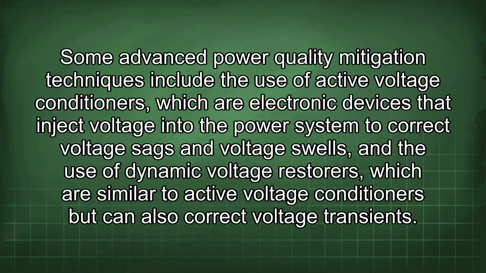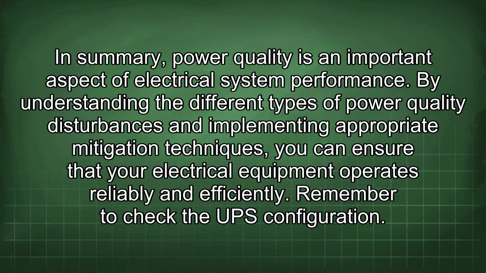Some advanced power quality mitigation techniques include the use of active voltage conditioners, which are electronic devices that inject voltage into the power system to correct voltage sags and voltage swells, and the use of dynamic voltage restorers, which are similar to active voltage conditioners but can also correct voltage transients. In summary, power quality is an important aspect of electrical system performance. By understanding the different types of power quality disturbances and implementing appropriate mitigation techniques, you can ensure that your electrical equipment operates reliably and efficiently.